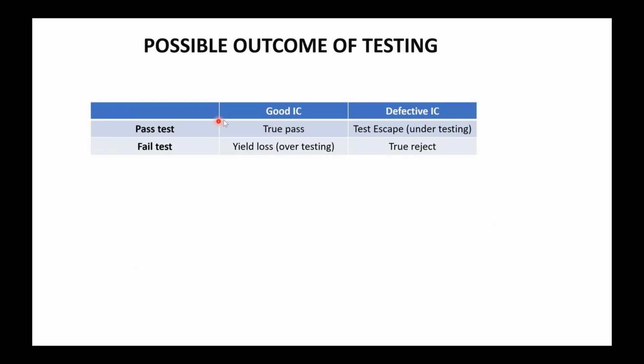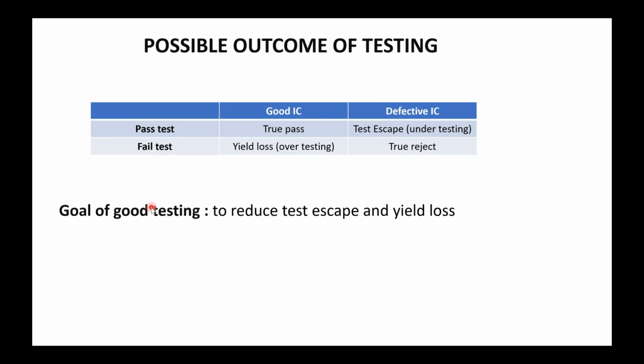These are the possible outcomes of testing. A good IC passing the test is called a true pass. A defective IC passing a test is called a test escape, or under testing. A good IC failing a test is called yield loss, or over testing. And a defective IC failing a test is called a true reject. The goal of good testing is to reduce the test escape and yield loss.